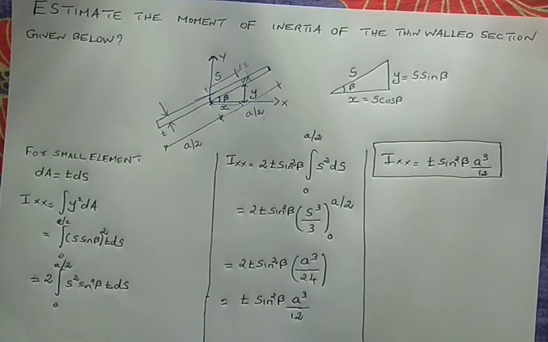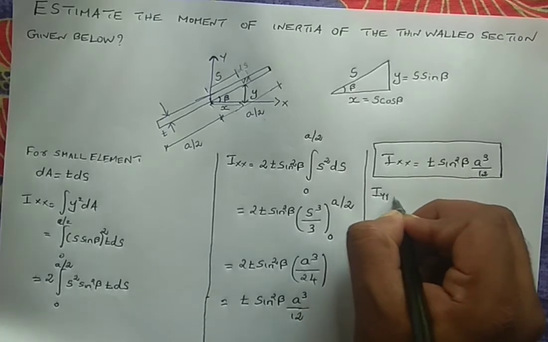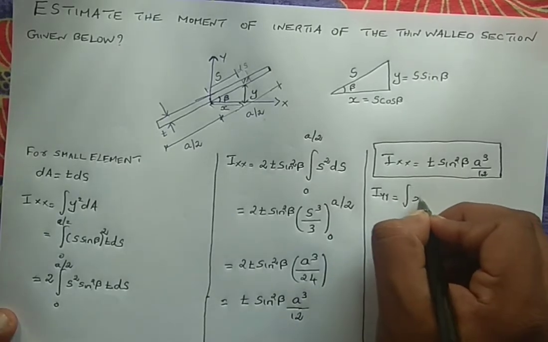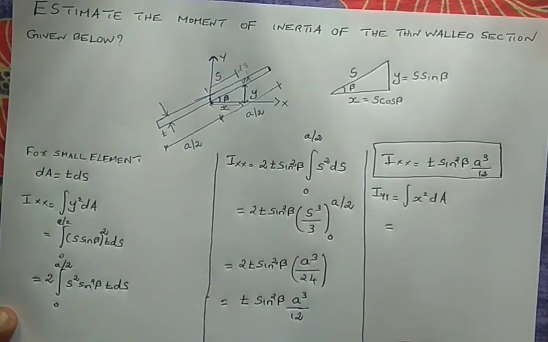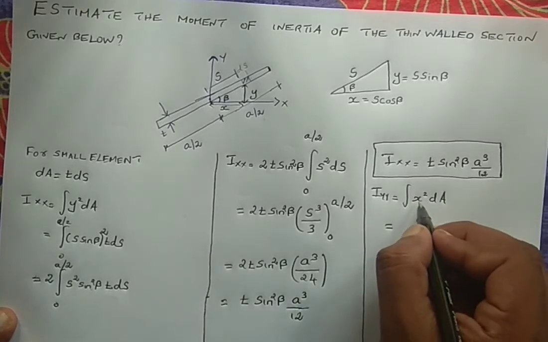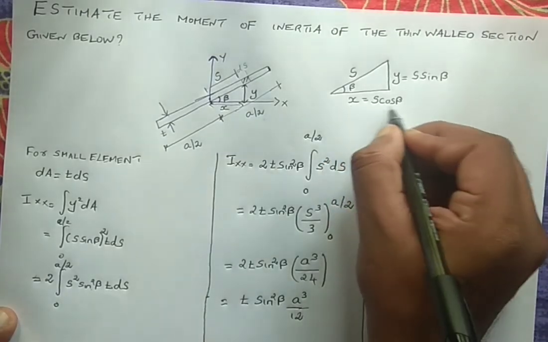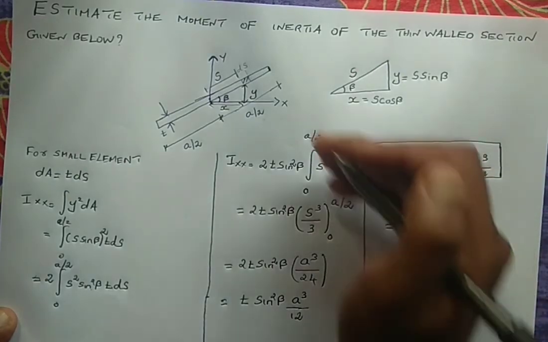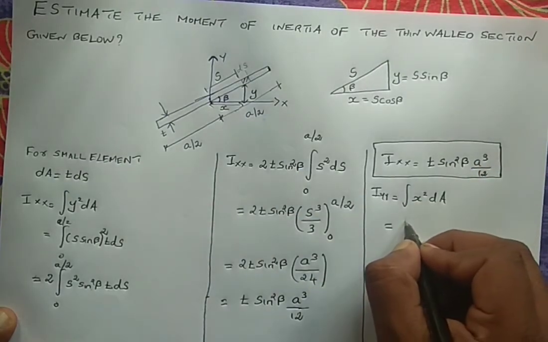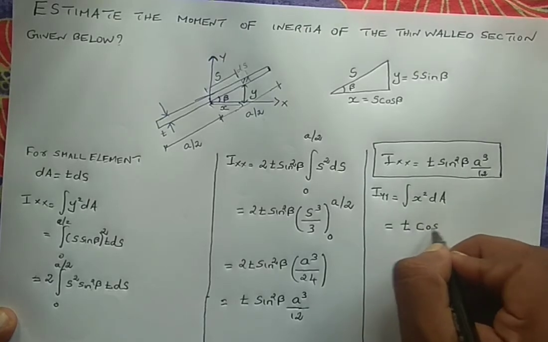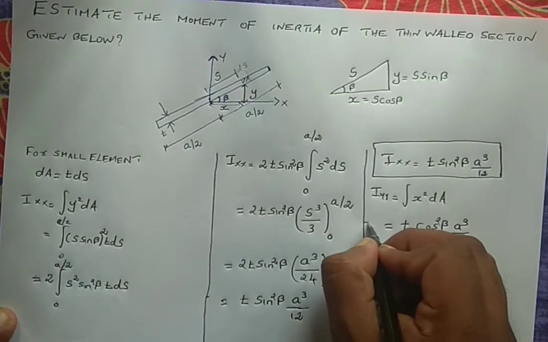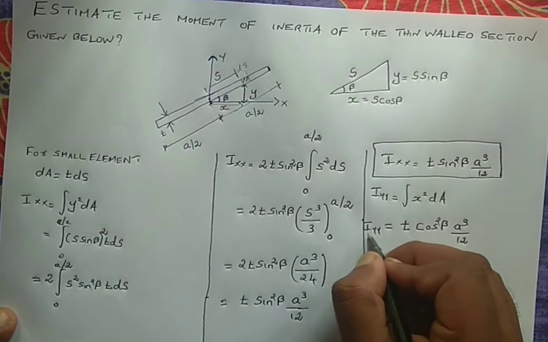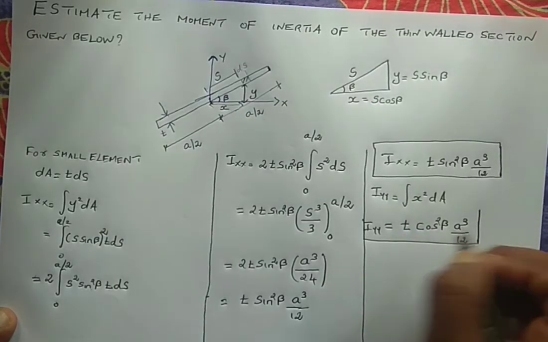Similarly, we have to find the value of Iyy. Iyy is equal to the integral of x square dA. I am not going to write the entire steps. I will substitute x as s cos beta, and the steps are the same. Finally we will get T cos square beta a cube by 12 for Iyy.